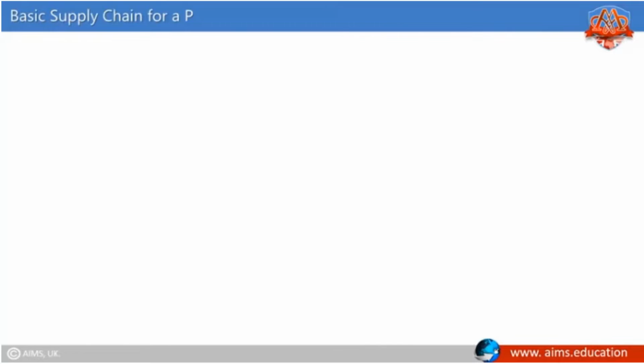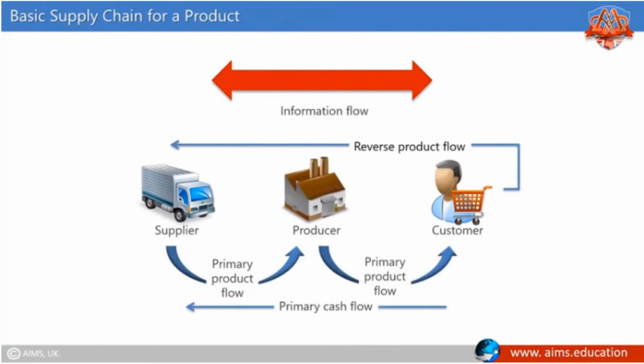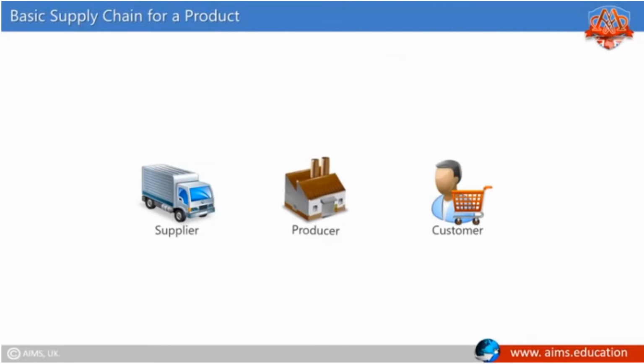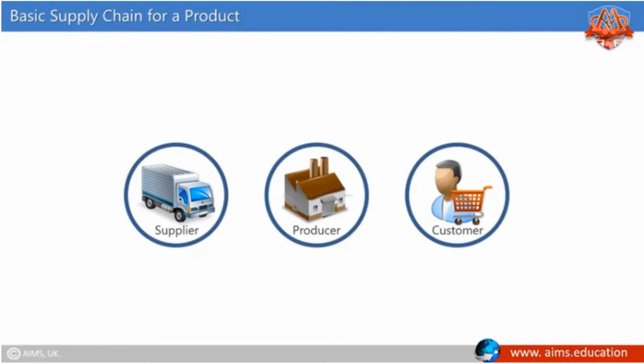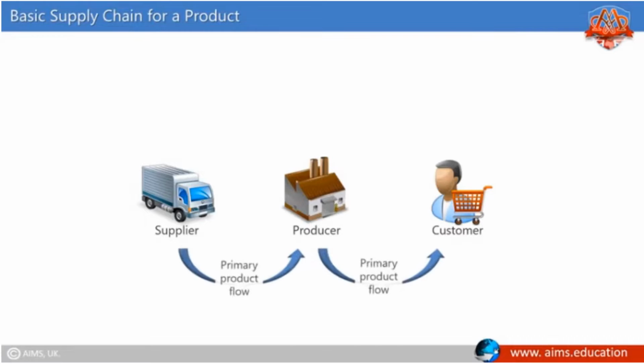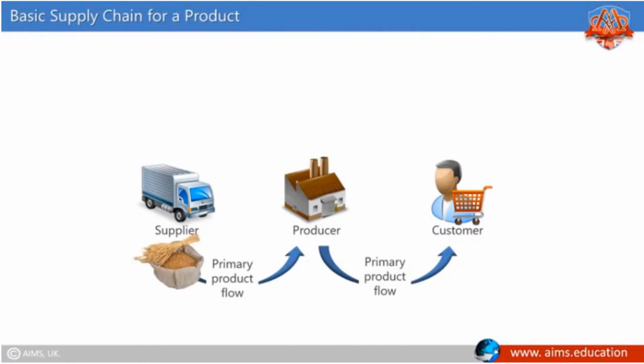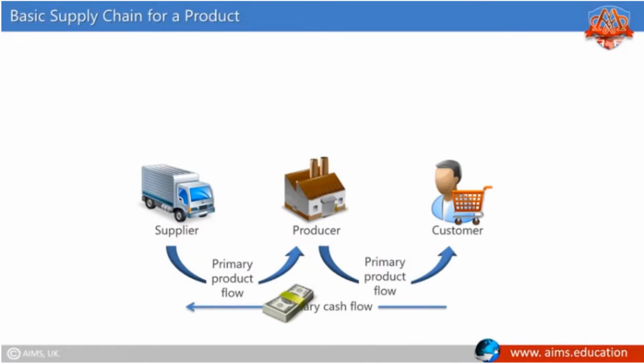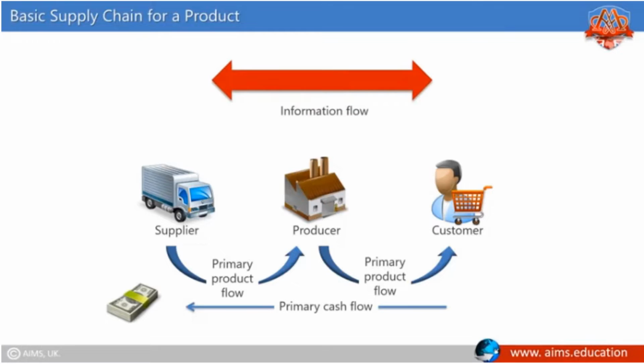Basic supply chain for a product. The below figure illustrates a very basic supply chain with three entities: a producer with one supplier and one customer. Four basic flows connect the supply chain entities together as follows. Flow of physical materials and services from suppliers to the end customer. Flow of cash from the customer to the raw materials supplier. Flow of information back and forth along the chain. And reverse flow of product returned.